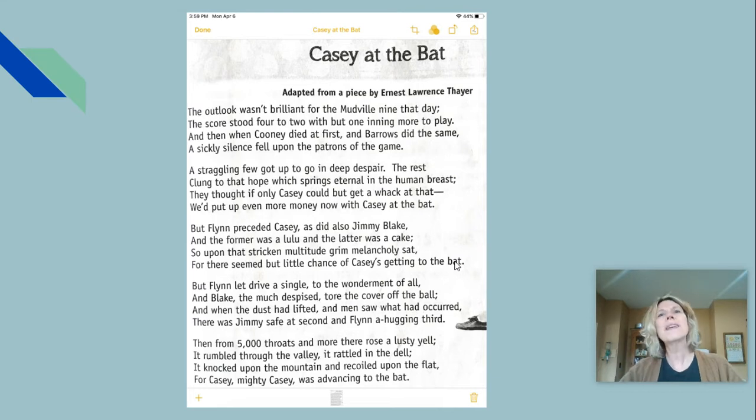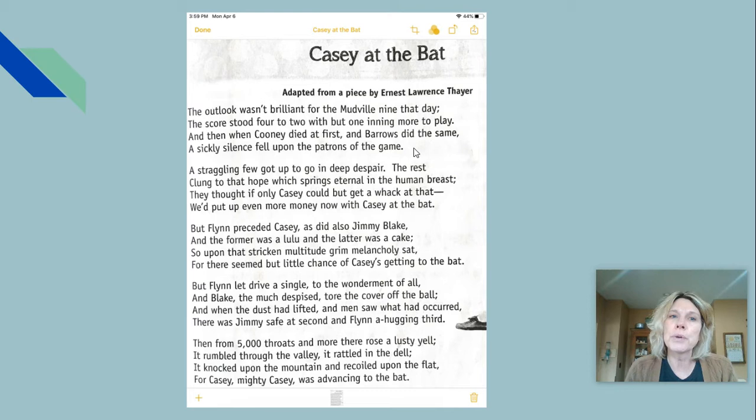Okay, so Casey at the Bat is a long poem and it does have a rhythm. However, in the second stanza, it's pretty tough to get that 4-beat rhythm in. So here's what I'm going to do. I'm going to read the first stanza again and I'm going to clap it out and see what you think.